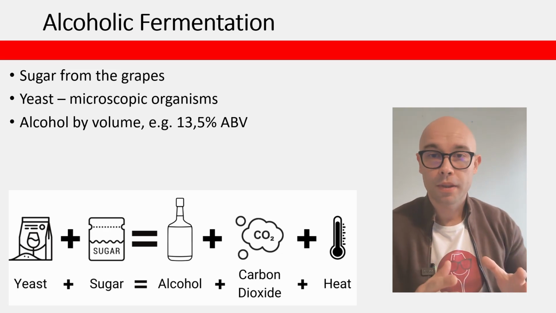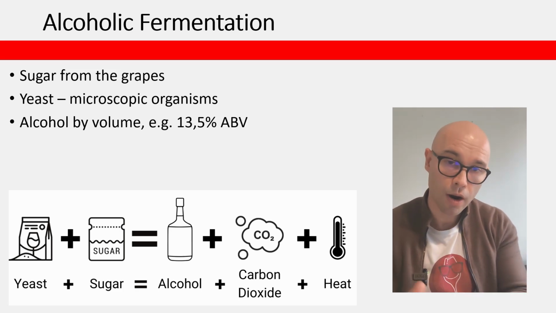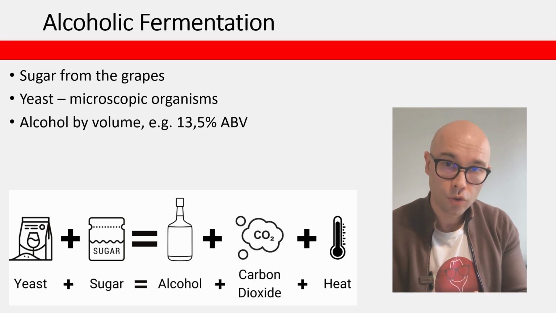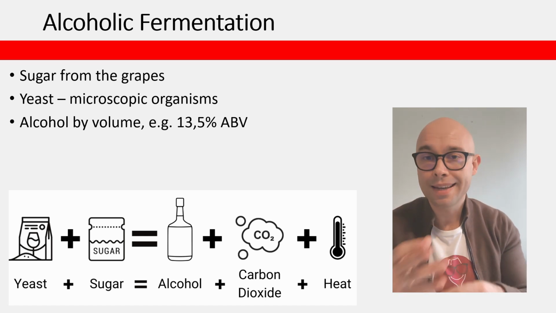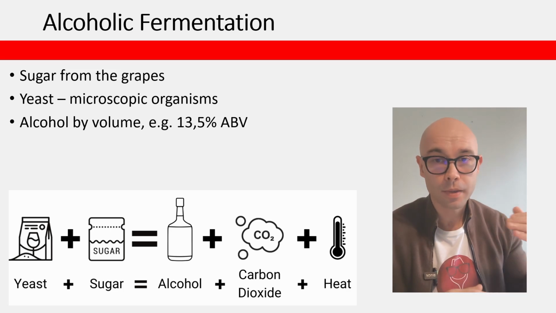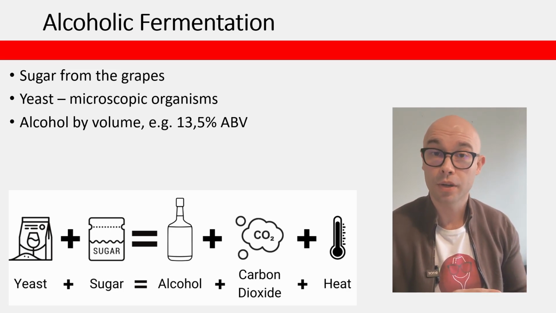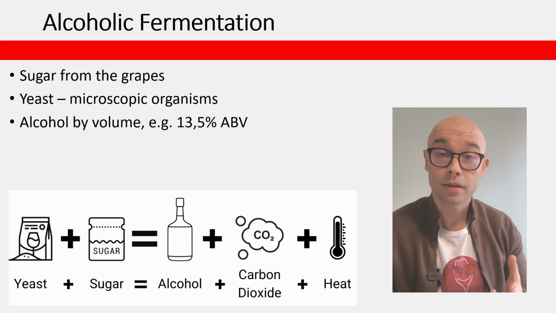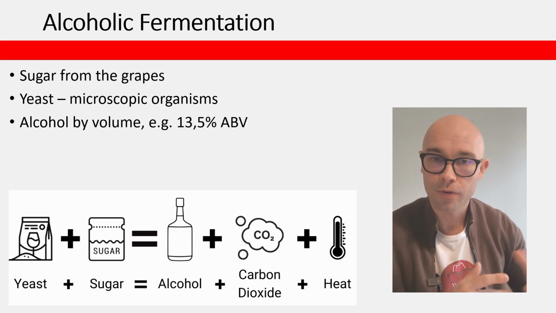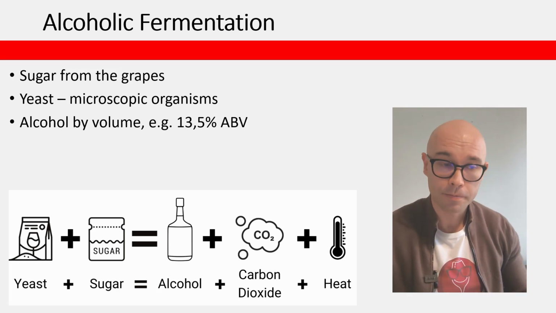So alcoholic fermentation is converting sugar, in the case of wine, sugar inside the grapes, through yeast. Yeast eats the sugar and converts it into alcohol. A byproduct of alcoholic fermentation is CO2 or carbon dioxide, which is very important for sparkling wines. We'll talk about that later, and also heat.